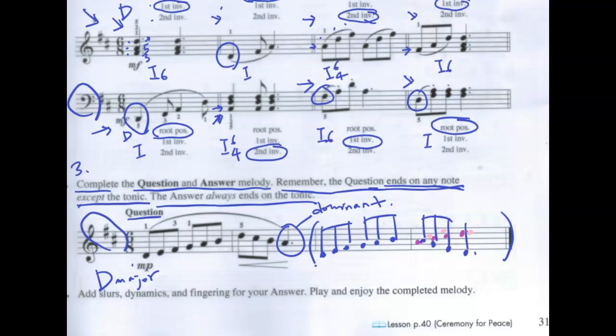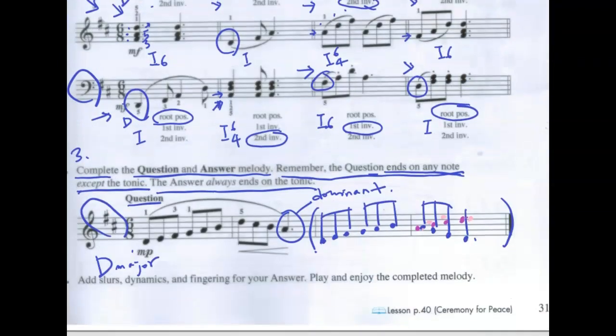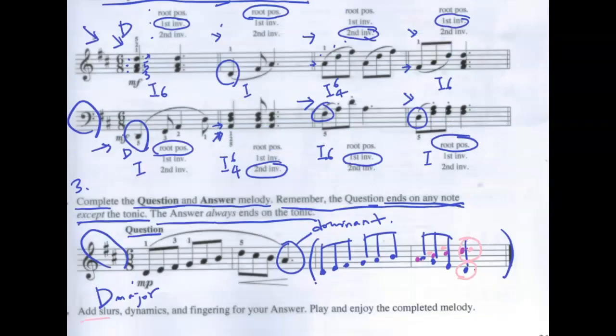You can do it in your own way and be creative making the melody. Just follow the rule that the last note has to be tonic, which is the most important thing. Lastly, add slurs, dynamics, and fingering for your answer. Play and enjoy the completed melody. Okay, we can do slurs. Just like here we have the slur in 2 measures. This is a smooth melody. So let's make a long slur here.